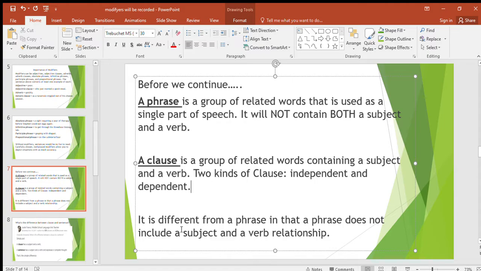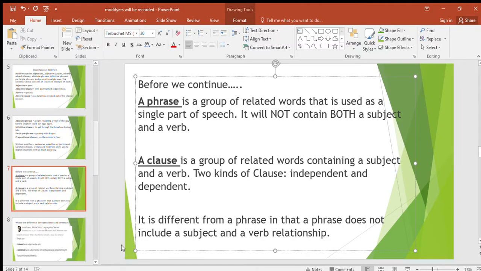So the difference between the two is that a phrase does not include a subject and a verb relationship because it does not contain a subject and a verb, while a clause contains a subject and a verb.